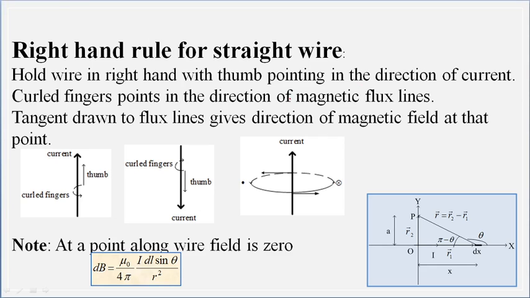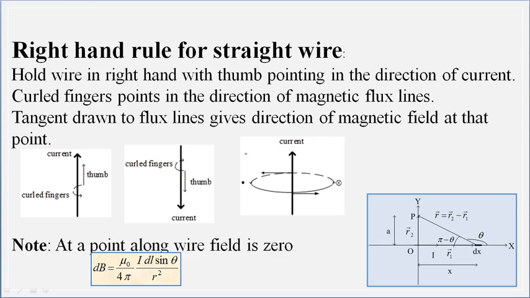Suppose you have taken a pencil. The sharpened point of the pencil is the direction of current. Then you hold that in your right hand with the thumb pointing in the direction of the pointed part, the direction of the current. Then the four fingers will curl around that pencil, that means around the wire. Now the four fingers point in the direction of the magnetic flux. And if you draw the tangent to that, that gives the direction of the magnetic field.